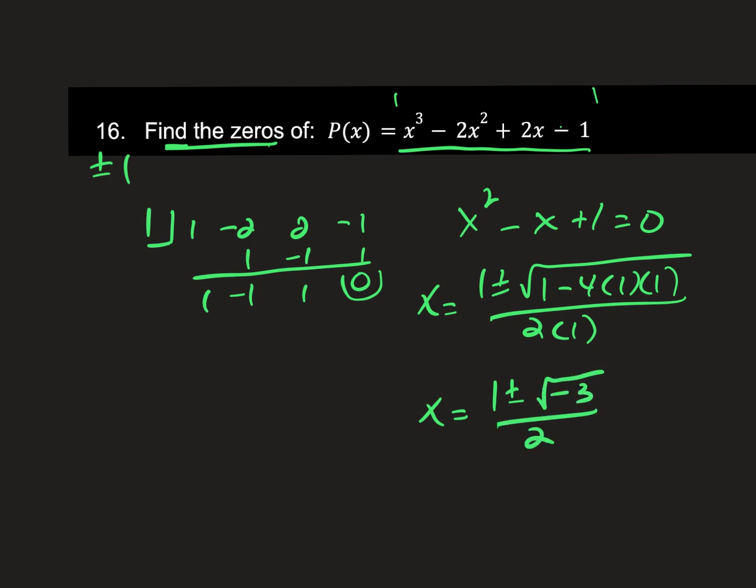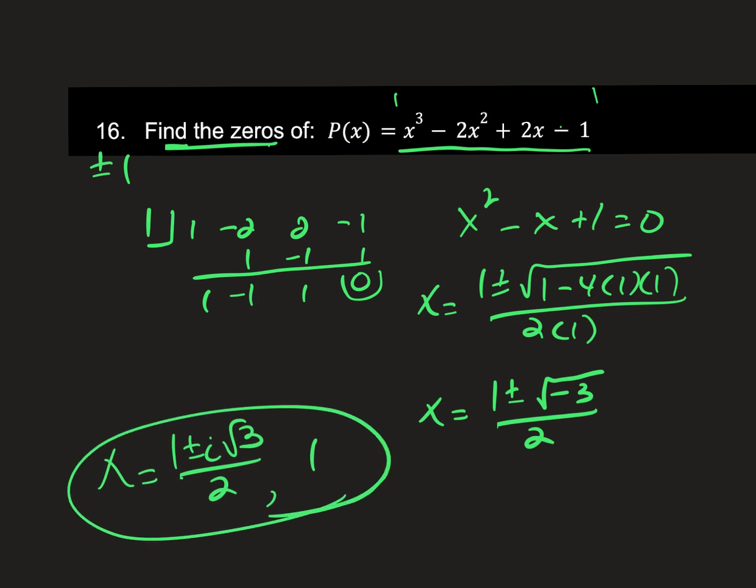So to finish up, find all the zeros. You need to take an i out of that square root because it's negative. And don't forget the first answer you found was 1. And there's all the zeros.